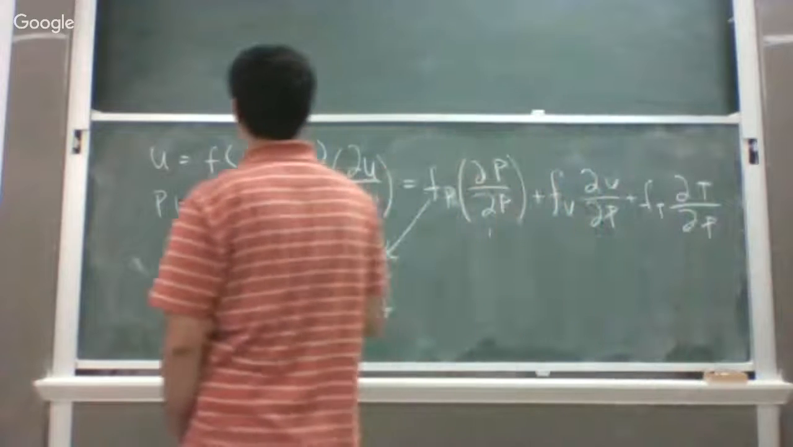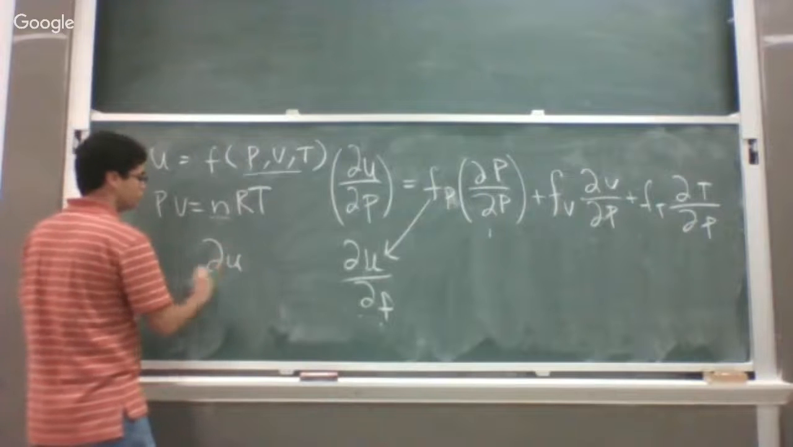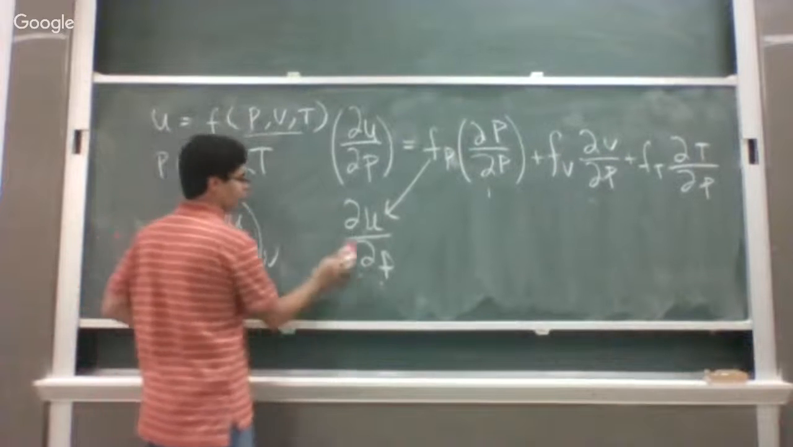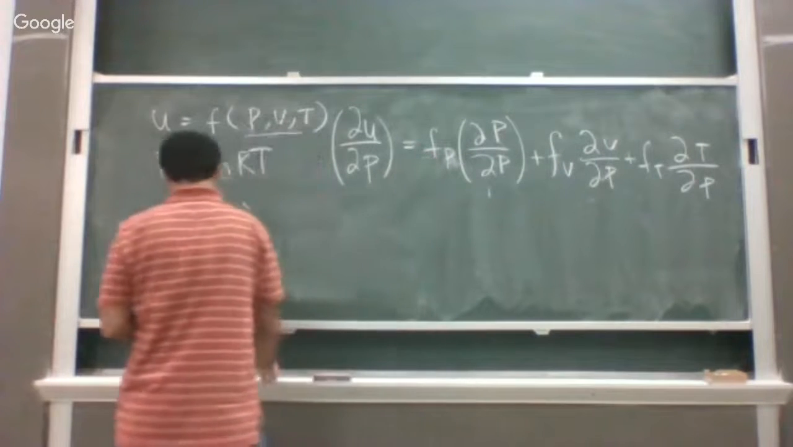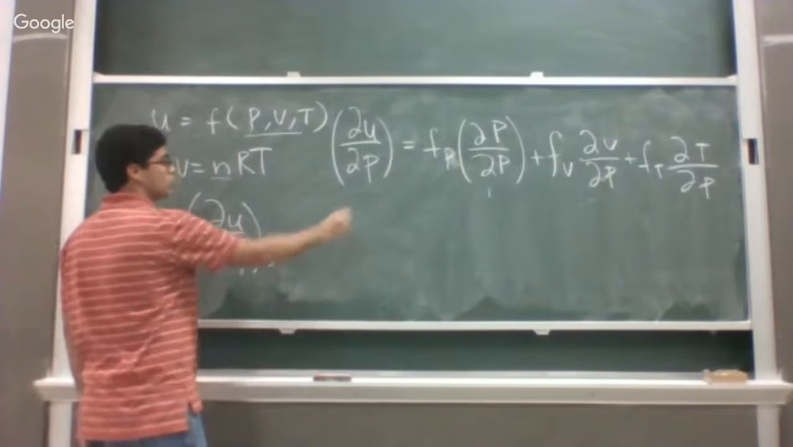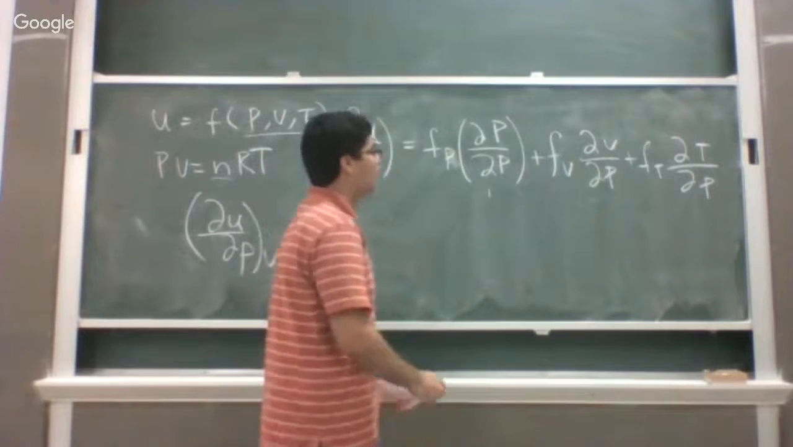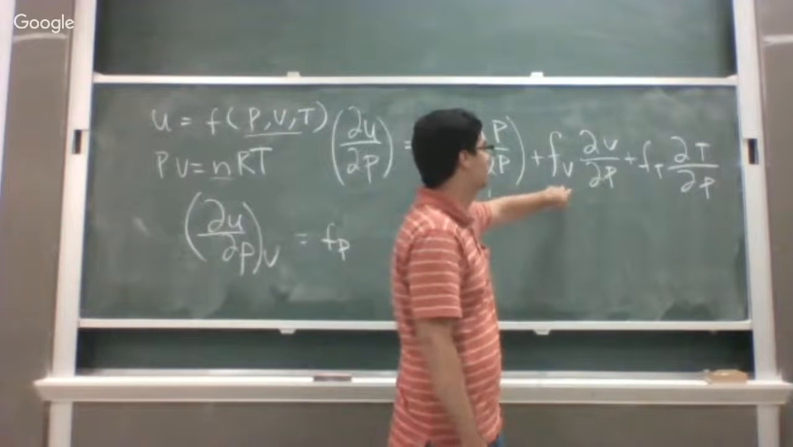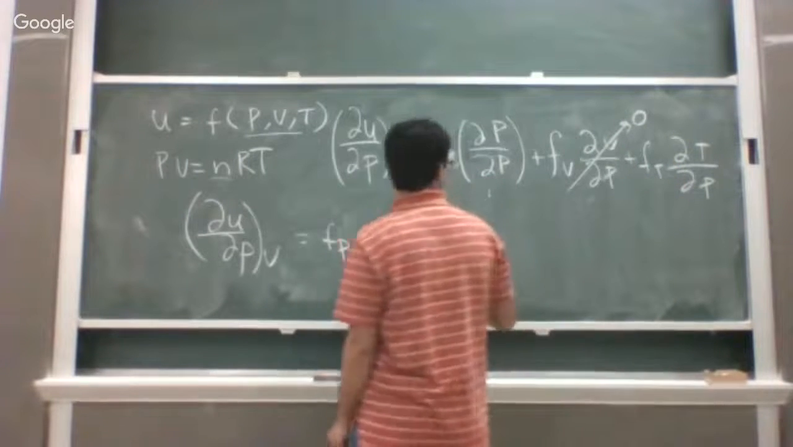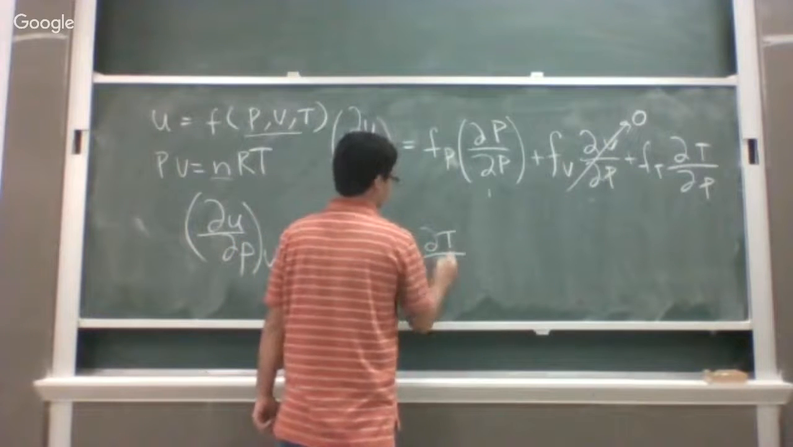Now say we were holding v constant. In the problem, they tell you partial u with respect to p, holding v constant. So this is with all the variables independent, right? So equal to f of p. This would just be 1, right? Now, what is partial v with respect to p? Zero, because we're holding v constant. Plus 0, and then plus f of t times partial t over partial p.